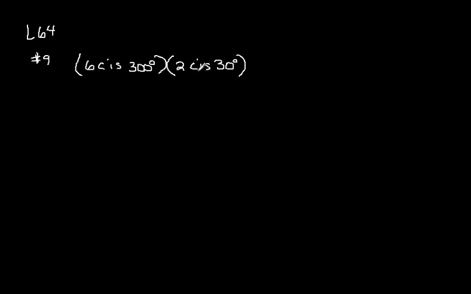In order to multiply them, multiplying is easy. We talked about you just take 6 times 2, so you would get 12, and then you would get cis of 300 plus 30. So that would be cis of 330.